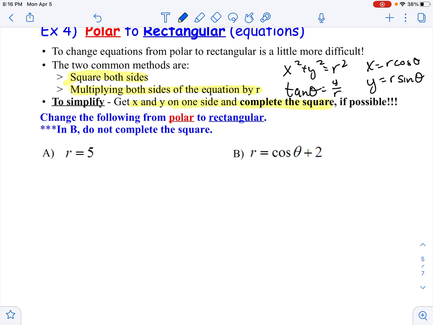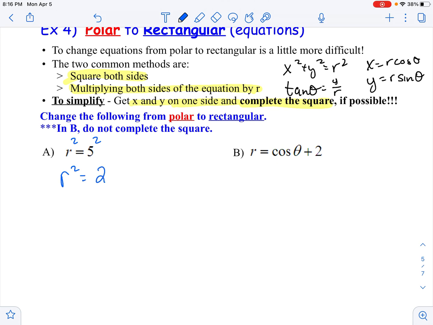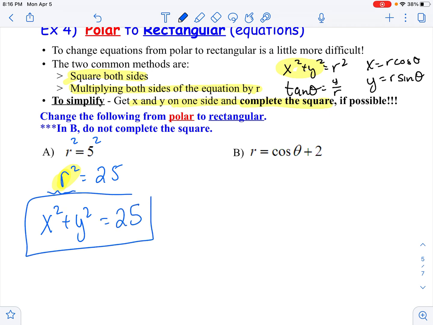All right, so if we take a look at r equals 5, again, we could either square both sides or we could multiply both sides by r. So if I were to go ahead and square both sides, that gives me r squared equals 25. And I know that r squared is the same as x squared plus y squared, so I can get rid of that r squared, not just the r, and I can write x squared plus y squared, because that's going in place of r squared, is equal to 25. So again, I got rid of the r's. I got x's and y's only, and x's and y's on one side of the equation.